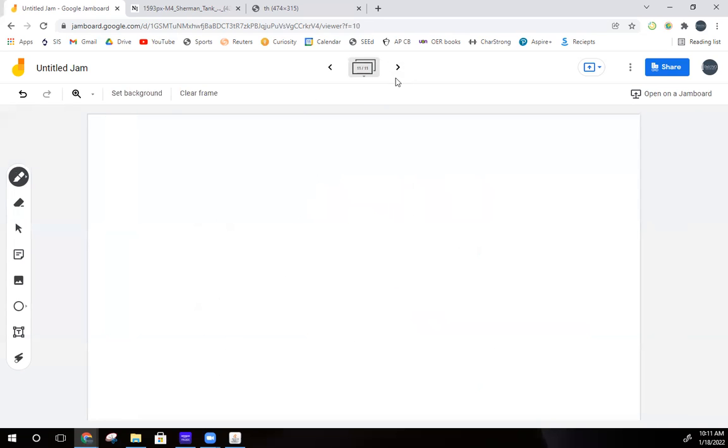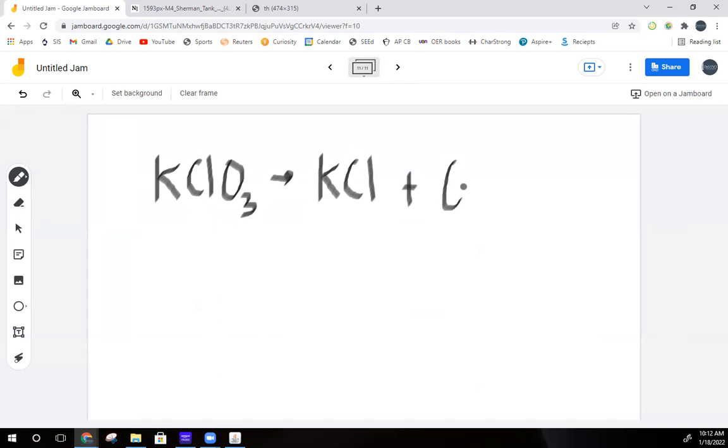Practice problem 2 is, all right, you're going to be decomposing potassium chlorate, so that's KClO3, decomposing it into potassium chloride, and oxygen. And that's molecular oxygen, O2.